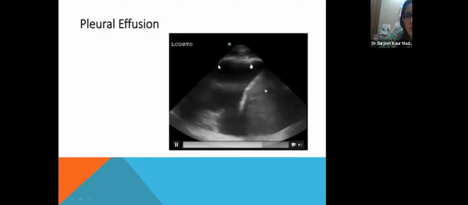This is how the pleural effusion is seen, and then you can even measure the quantity, the volume of the pleural effusion. This is a liver, this is diaphragm, and this is pleural effusion fluid.